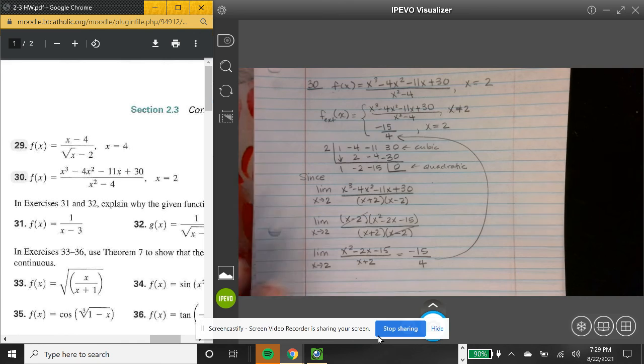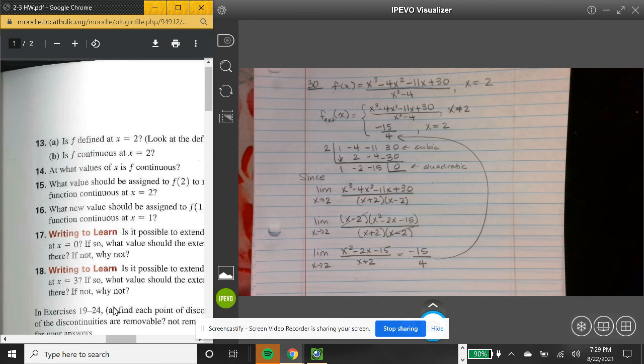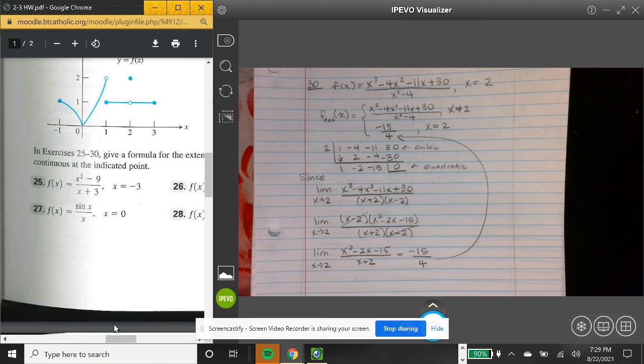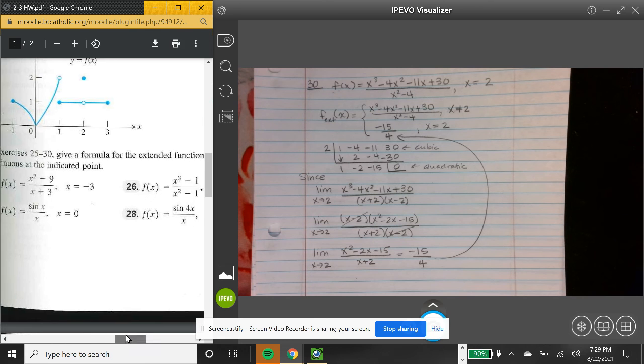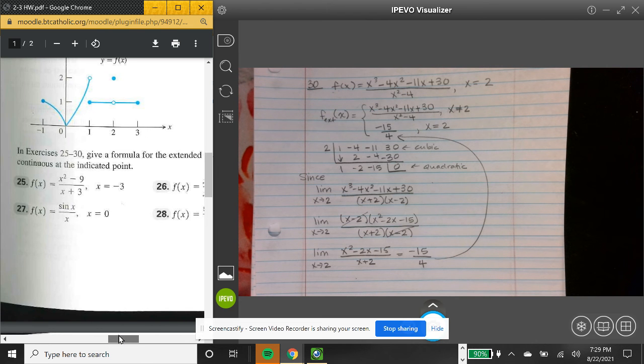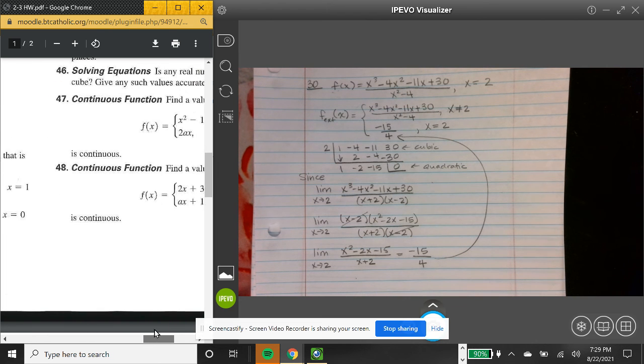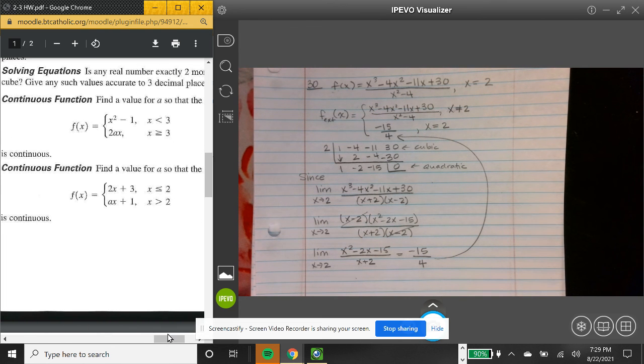All right? So let's make sure we answer the question first. What does the question say if I scroll down here on the page? It says, give a formula for the extended function that is continuous at the indicated point. Yep, so that's the extended function for 29 and number 30.